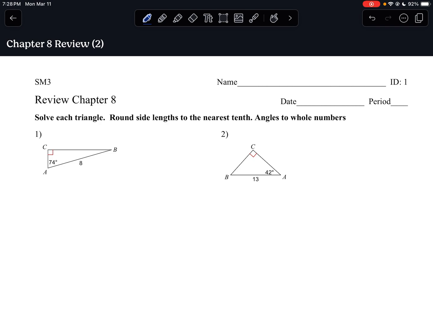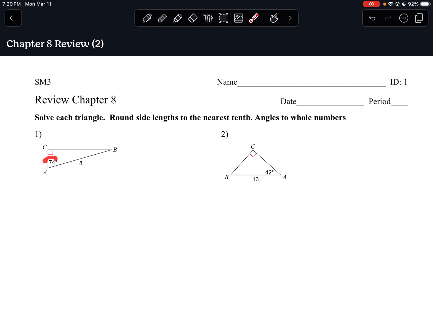Alright, so in these first couple problems, we're just going to be solving the triangles. So solve each triangle and round the side lengths to the nearest tenth. I honestly don't care too much as to where you round. Angles to whole numbers, again, I don't really care too much. So, solve each triangle, meaning to find all side lengths and all angles. Obviously, you have to be given some of the information, so you're not finding all three sides and all three angles.